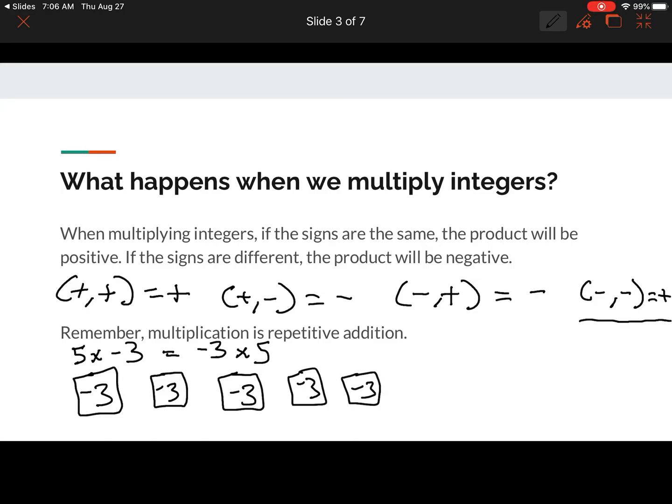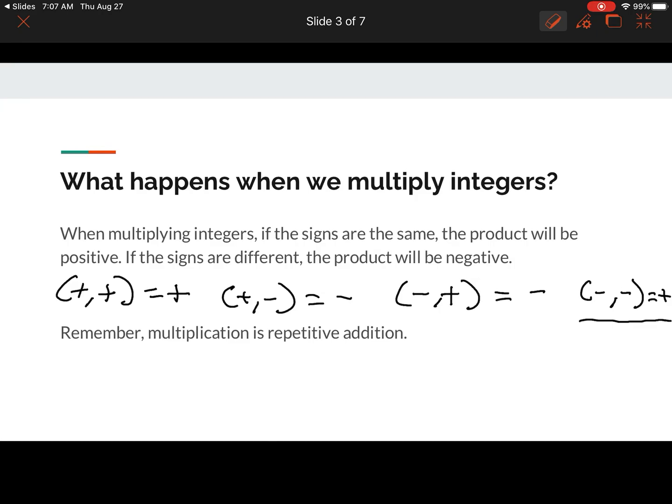Now what can we notice from this? Well, all of these numbers are negative. So obviously our product would be negative, right? We can't get a positive number if we're only adding together negative numbers. So it would be like negative 3 plus negative 3 plus negative 3 plus negative 3. Alrighty, so that explains that one there.